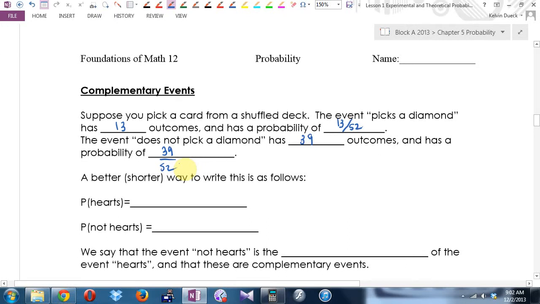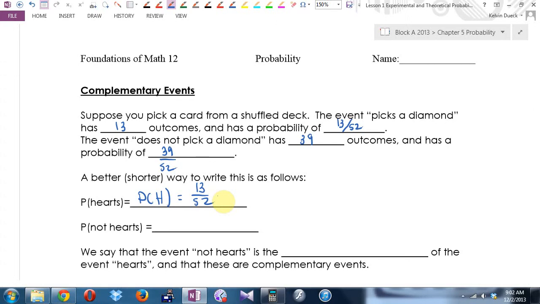So a better, shorter way to write this, because you see I took a whole paragraph to write that. Here's how we're going to write that from now on. What would be a good abbreviation to use for hearts? H, I would write it this way. The probability of H is 13 out of 52. Or, sorry, yeah, hearts. I don't know why I went with hearts instead of diamonds. Oh, well. It's going to be the same question. I forgot to change it.